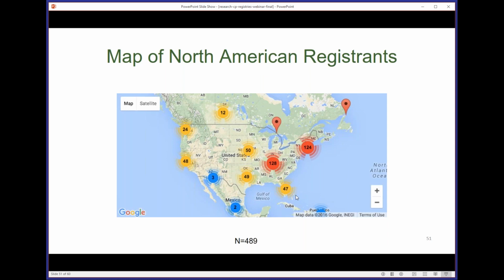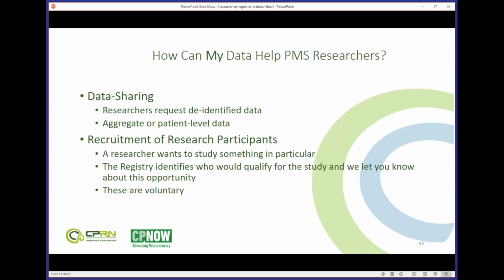This map is just an example of after you've answered your survey questions, you can click on various things to get aggregate information. And our families can actually click on wherever they live, and it will drill down to how many people are in their state.